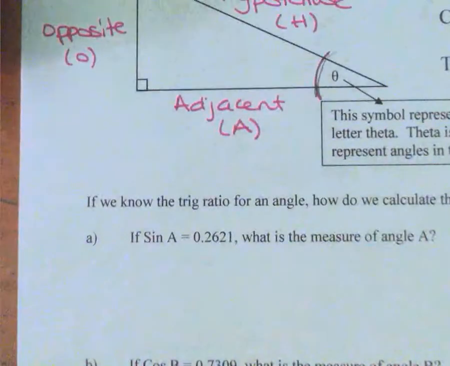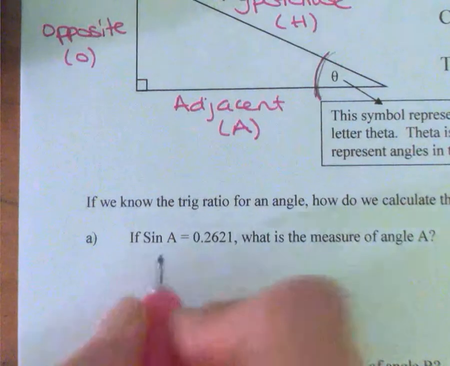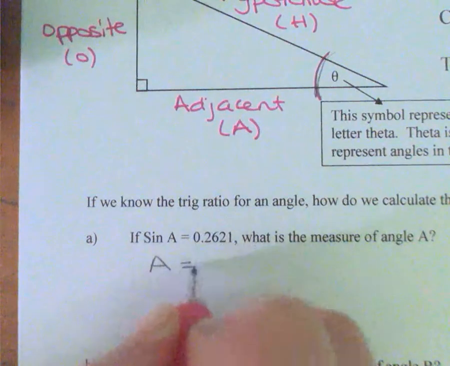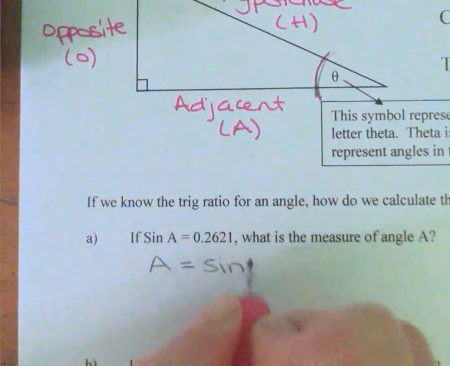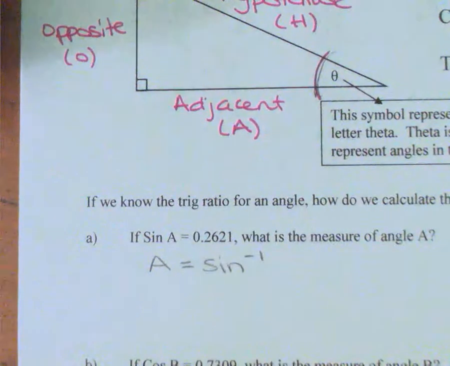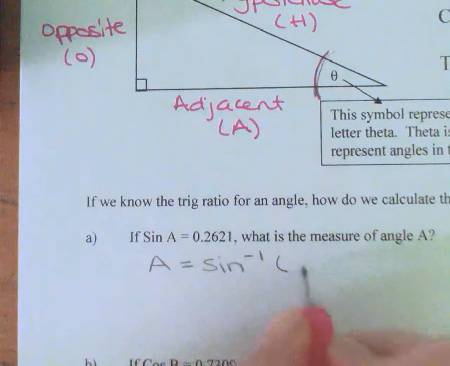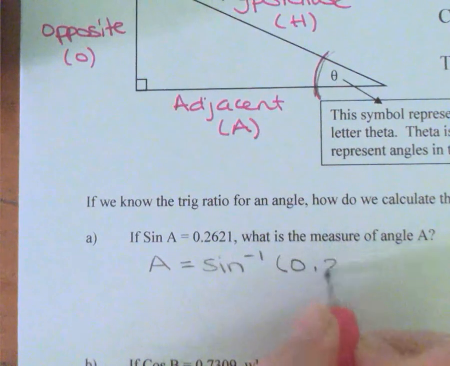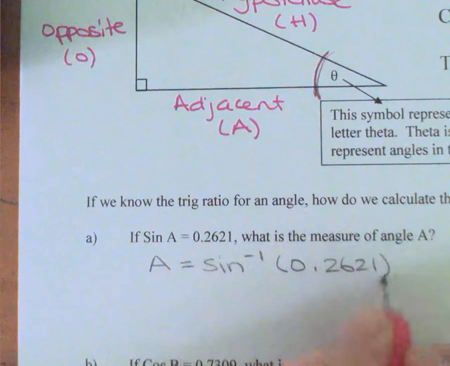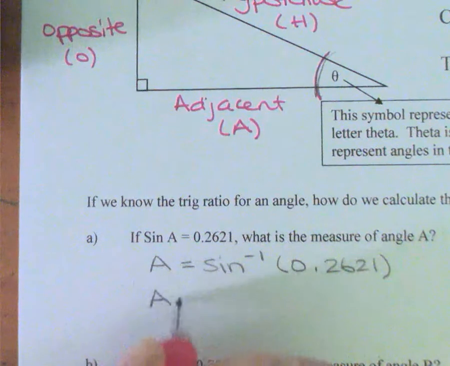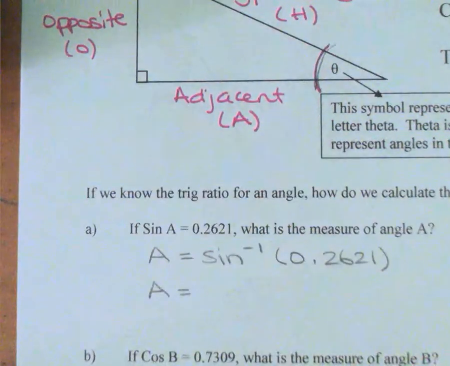So to be able to do that, I say that A is equal to, and I do this little thing called sine inverse. And then in brackets, I'm going to do 0.2621, and I'm going to close my brackets, and then I'm going to do A equals. So it's not like the cross multiplying when we get to this point. It's basically, can I use my calculator again?